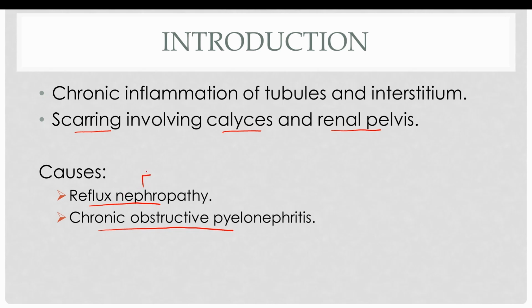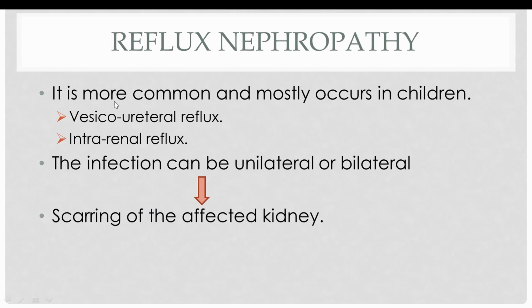Reflux nephropathy means reflux of urine. It is more common in children because of congenital abnormalities in the vesicoureteral valve. This results in vesicoureteral reflux and intrarenal reflux. Vesicoureteral reflux means the reflux of urine from the bladder to the ureter and the kidneys. Intrarenal reflux means the reflux of urine from the renal pelvis into the renal papilla and interstitium.